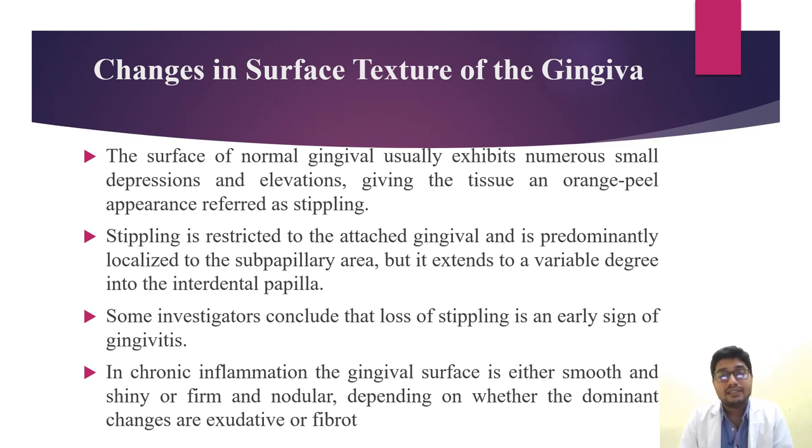And sometimes you can see a change in the surface texture of the gingiva. The surface of normal gingiva usually exhibits numerous small depressions and elevations, giving the tissue an orange peel appearance. You can see those stipplings if you just dry the gingiva and look in light. That is because it is attached to the underlying bone also.